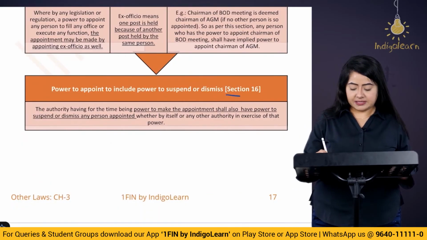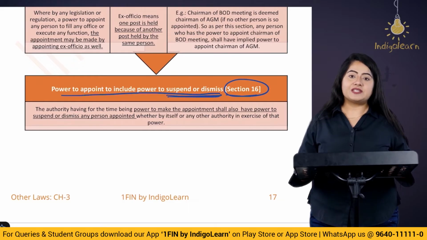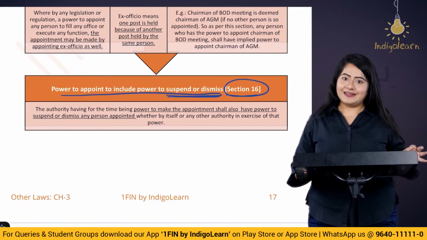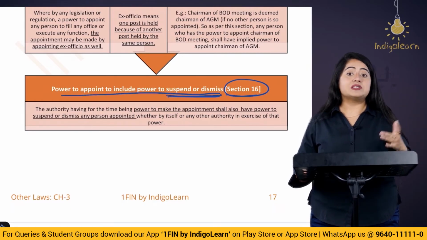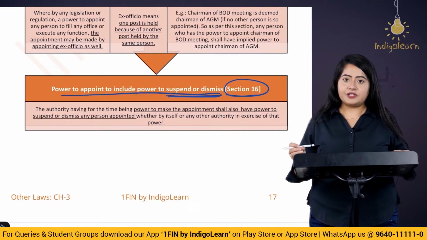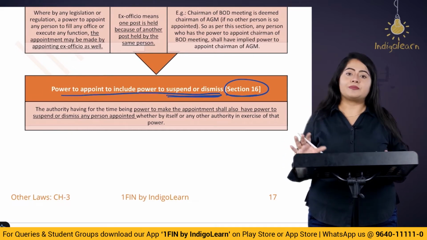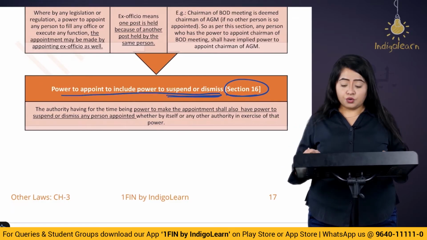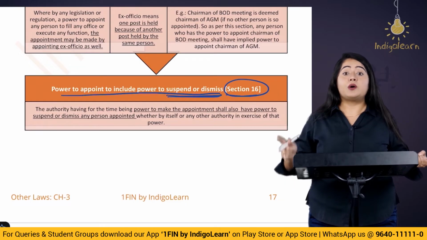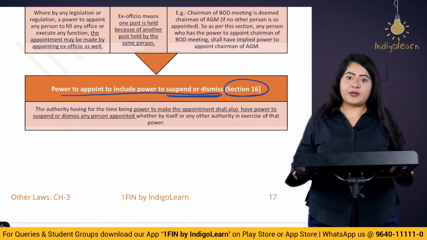The next section is section number 16, which talks about power to appoint, to include the power to suspend or dismiss. Now this section says that if in a statute there is a power given to an authority to appoint a person, then that power also includes the power to dismiss or suspend. Now sometimes it happens that in a statute there is only specifically a power given to appoint a person. Nothing is stated in that statute with respect to removal of that person from that position. So in that case, according to section number 16, we are going to assume that if a power to appoint is given, then automatically the power to dismiss or suspend will also be assumed there. So the authority will also have the power to suspend or dismiss.